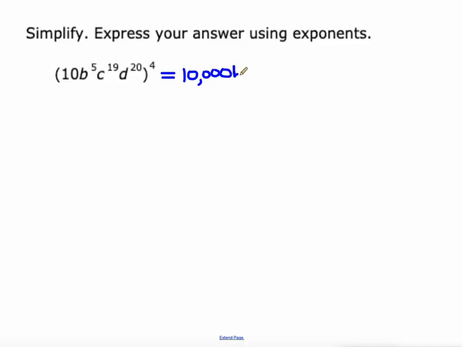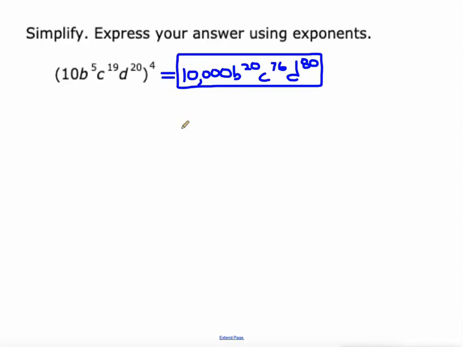b to the fifth raised to the fourth. Hopefully you're kind of finishing my sentences for me at this point. b to the 20th, because 5 times 4 is 20. c to the 19th to the fourth. We would do 19 times 4, which is 76. And then d to the 20th to the fourth is d to the 80th, because 20 times 4 is 80. And that is a simplified version of this. We got rid of those parentheses. So 10,000 b to the 20th, c to the 76th, d to the 80th.